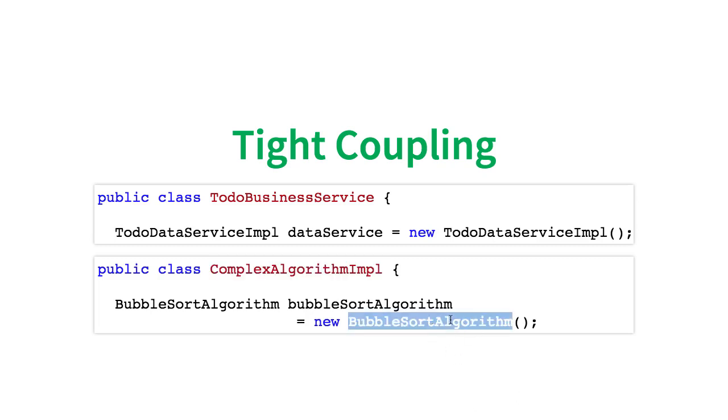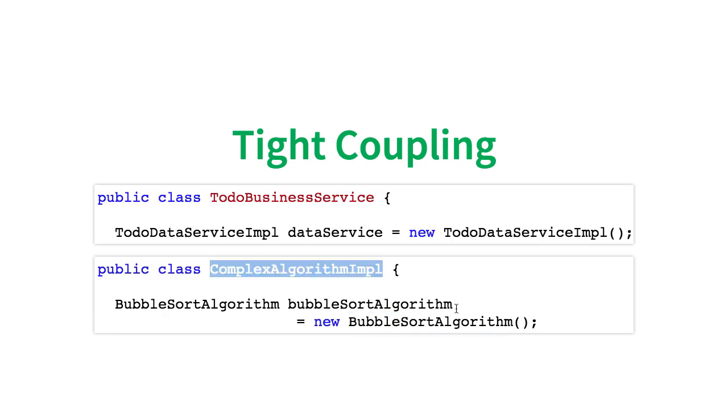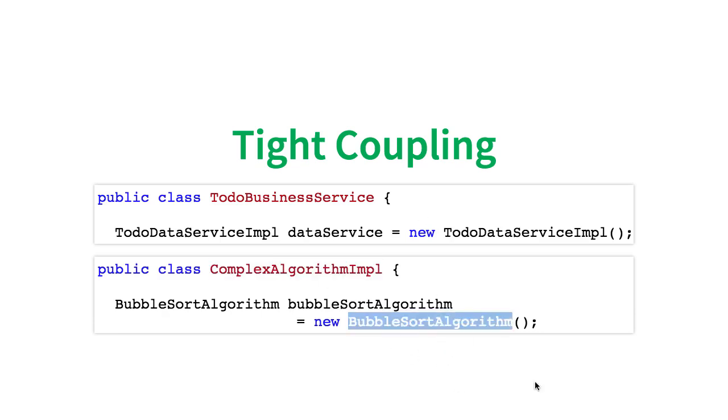If I change the algorithm from bubble sort to quick sort, what would I need to do? I would need to change the code of the complex algorithm IMPL. Is that good? Nope, right? So why should the complex algorithm IMPL change when I want to switch from bubble sort to quick sort? Is there a better way to implement that?